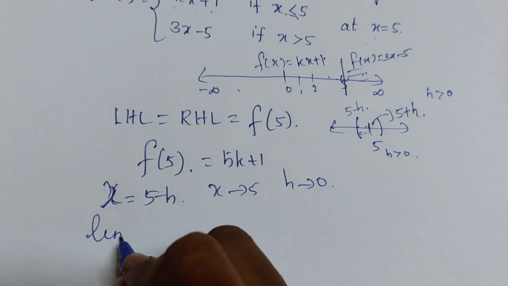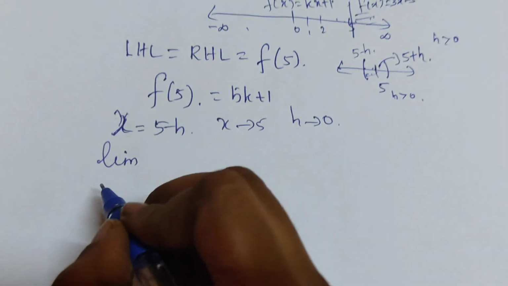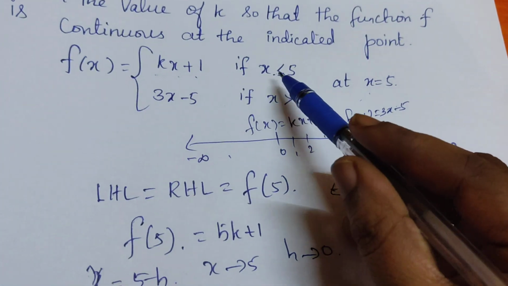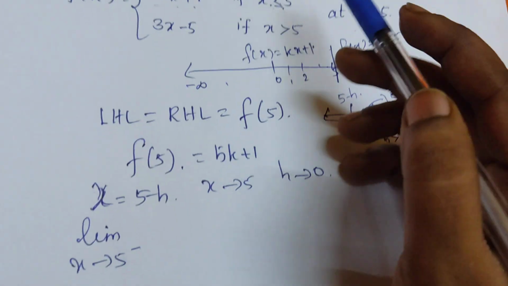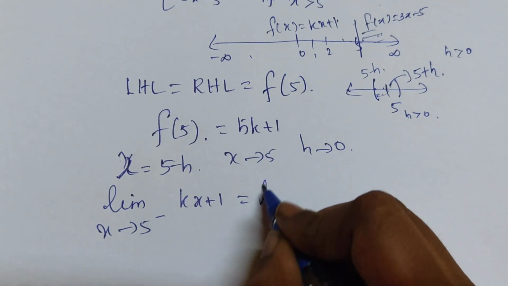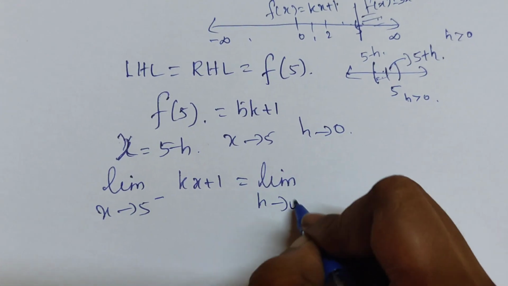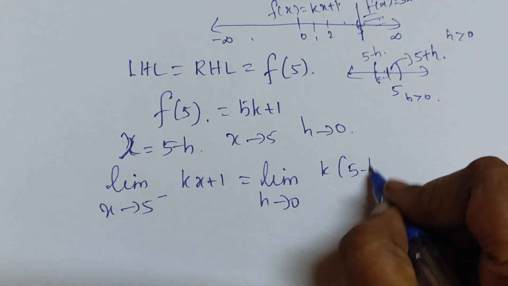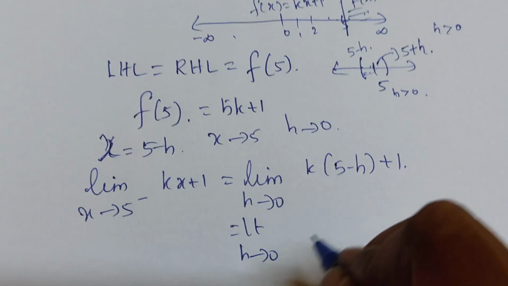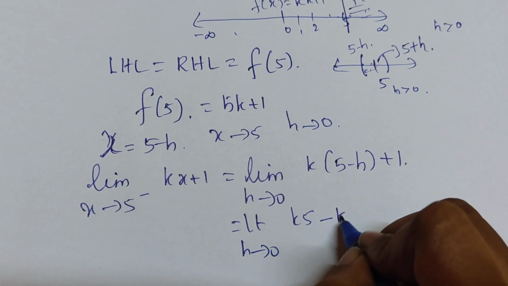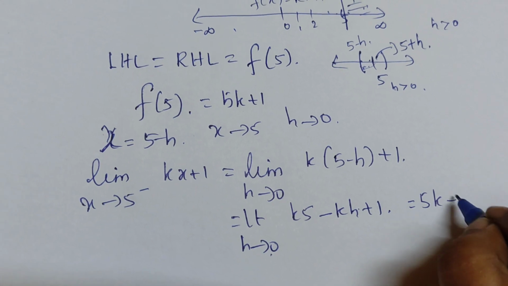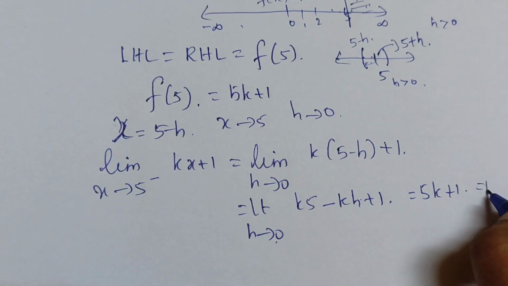Now limit x tends to 5 from the left hand neighborhood. In the left hand neighborhood of 5 we have the function as kx plus 1. So now we can rewrite it as limit h tends to 0 of k times (5 minus h) plus 1. This can be written as limit h tends to 0 of 5k minus kh plus 1. After substituting the limit, we will end up with 5k plus 1. So this is the left hand limit.